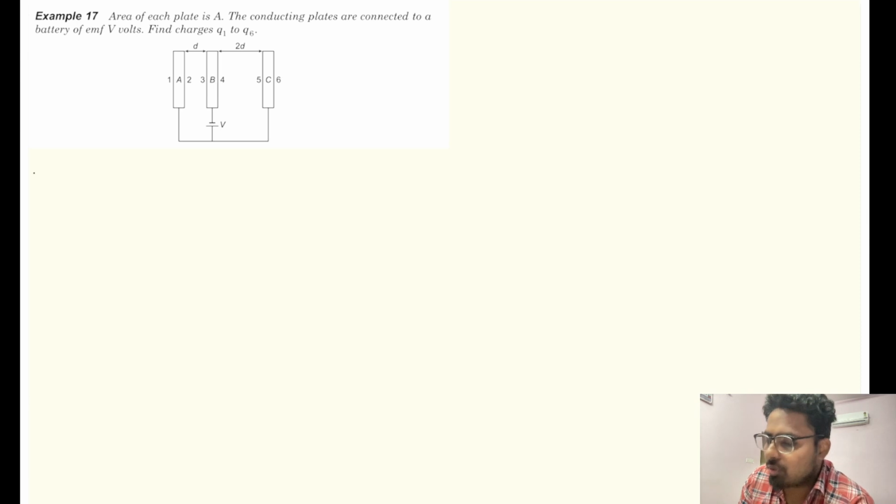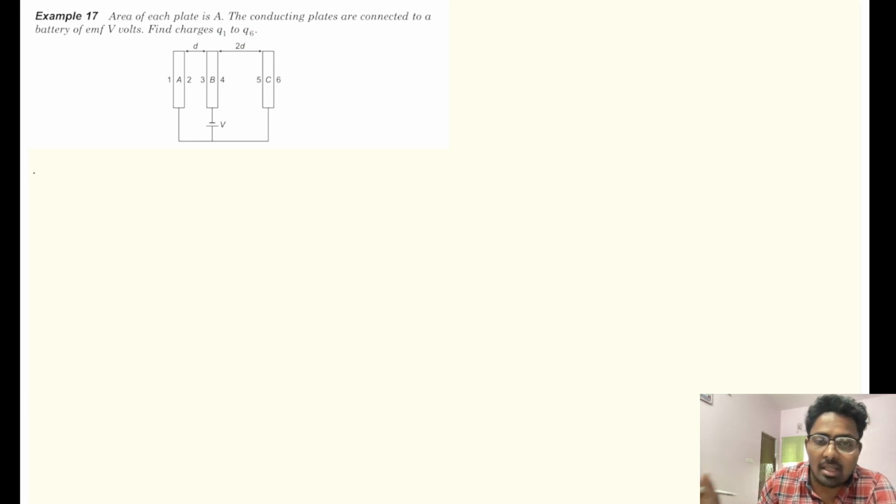Now with these basics, let us try to jump into solving some standard models. In this question, they're telling the area of each plate is A. The conducting plates are connected to a battery of EMF V volts. Then they're asking what is Q1 and Q6. They haven't mentioned anything about the initial charges on these plates, so you need to consider that there is no charge on any of these plates, so the total charge should be 0.